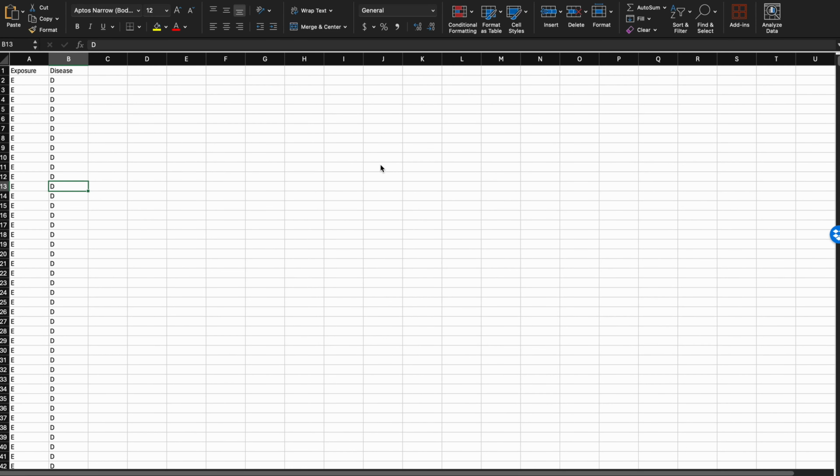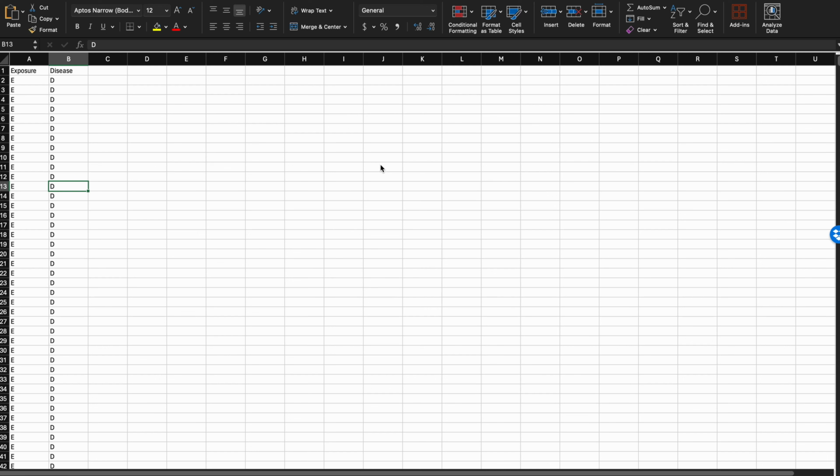In this Statistics with Microsoft Excel, we look at measures of association. That is where we're going to compare the association between two categorical variables. Now, there are three measures of association for two binary categorical variables, and that is risk difference, relative risk, and the odds ratio.